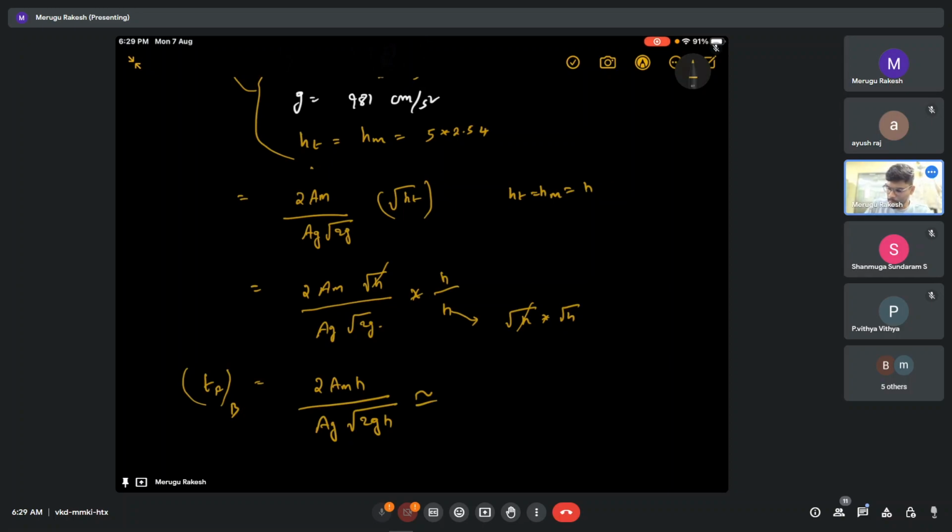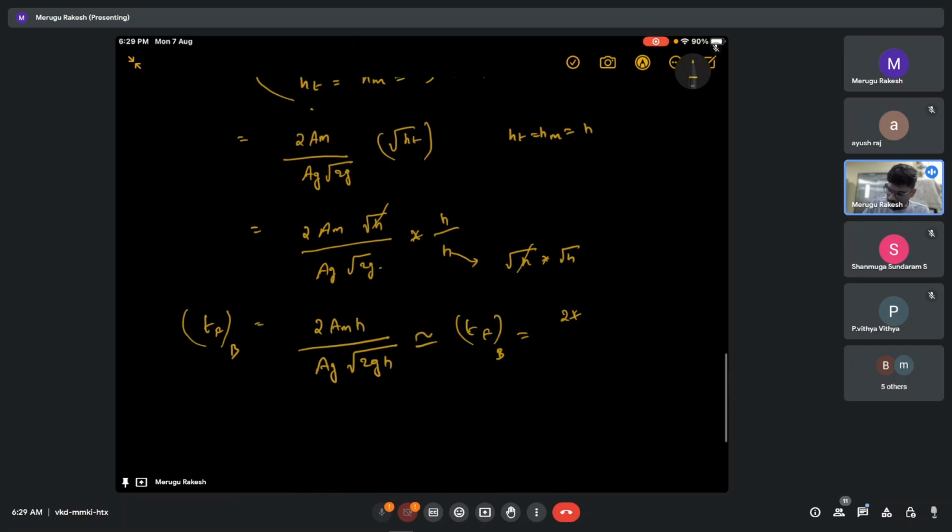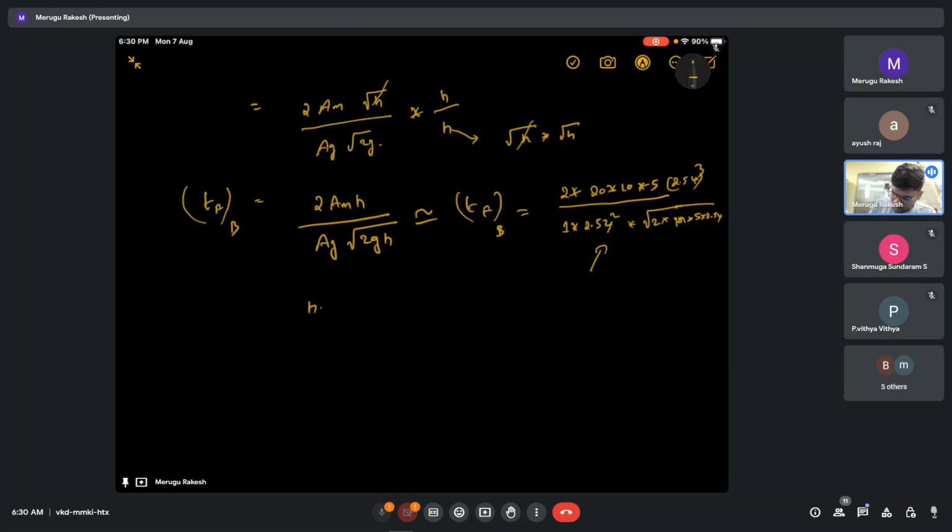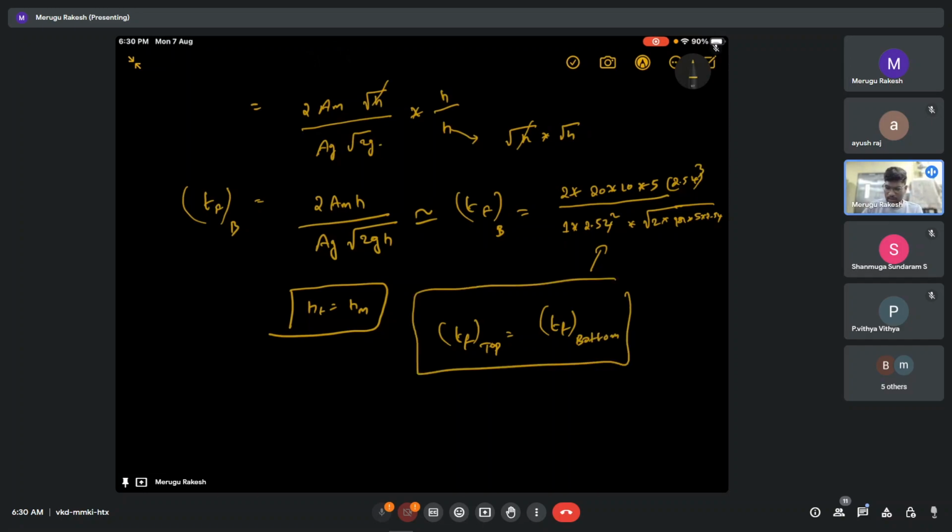Which is similar to the filling time in bottom gating. If you clearly see, the area of the mold is nothing but 20 times 10 and h is 5, divided by the area of the gate, which is 1 inch square, 1 inch is 2.54. This will be 2.54 whole square, and this will be multiplied by the square root of 2 times 981 times 5 into 2.54. Which is similar to the top gating system. So what we conclude from this question is, if the height of the screw is equal to the height of the mold, in this condition the filling time of top is equal to the filling time of bottom. That is what we can conclude from this numerical.